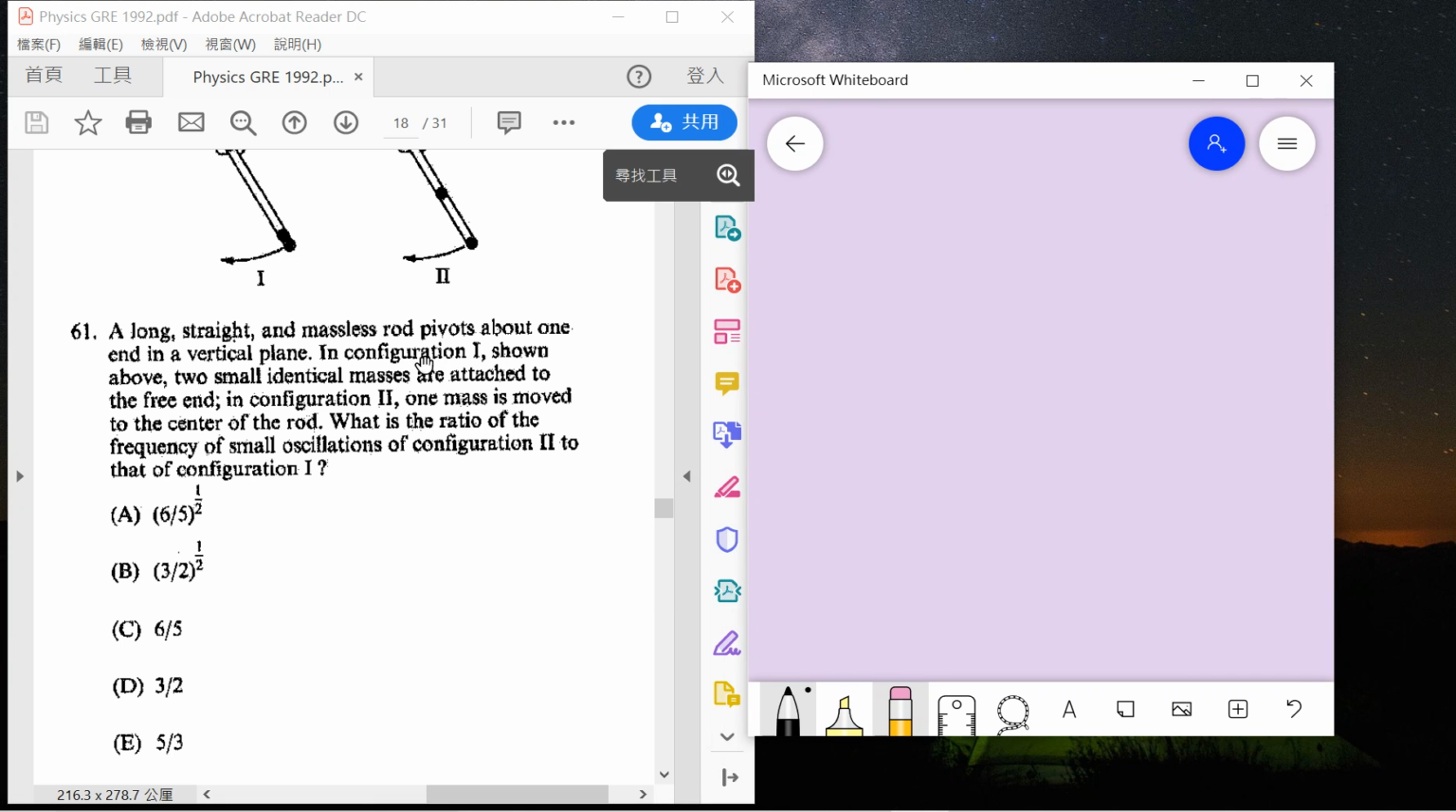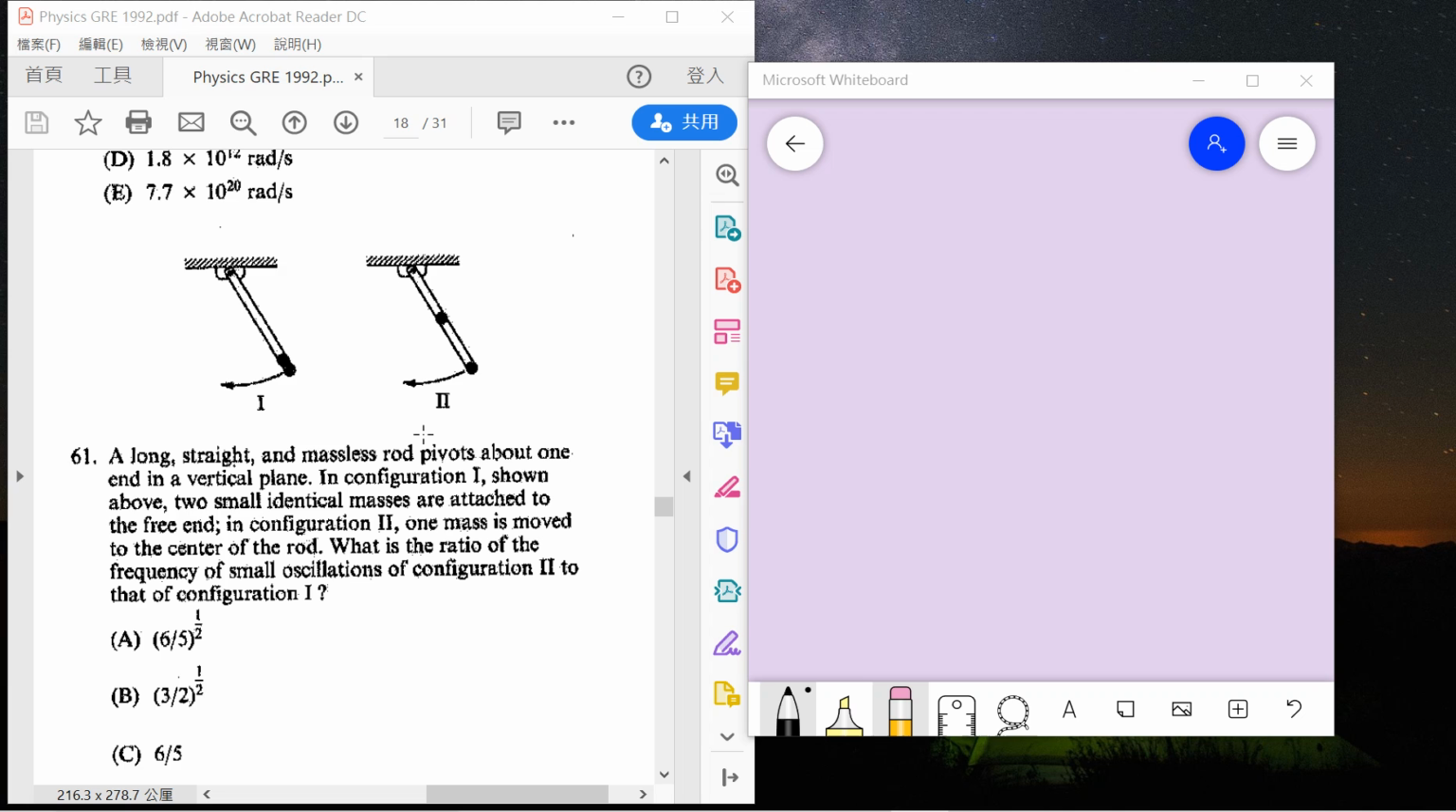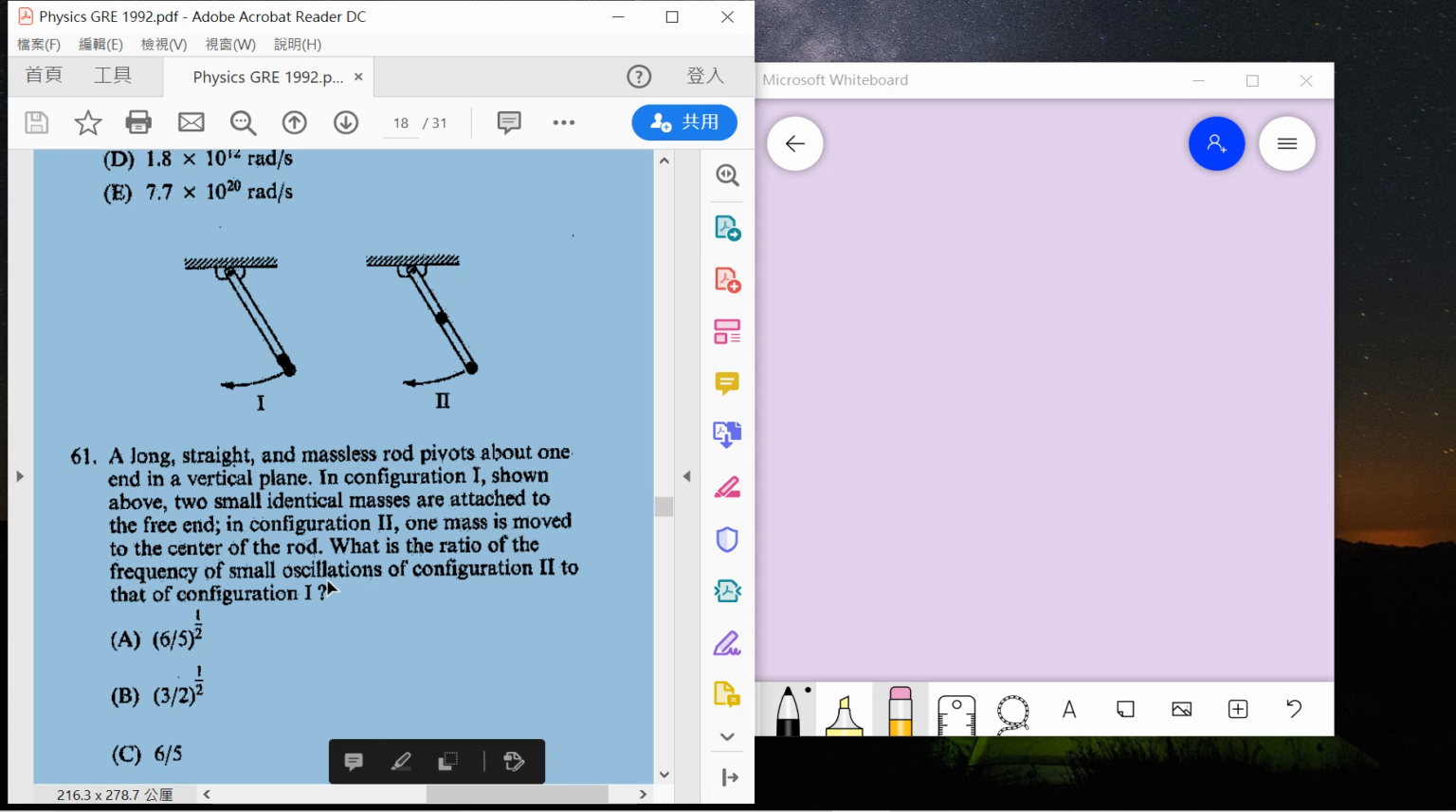Okay, so 61. This question is difficult. Basically, you have long strings and massless rods, with two particles of the same mass here and here. It asks about the ratio of the frequency of the small oscillation of configuration 2 to the small oscillation of configuration 1.